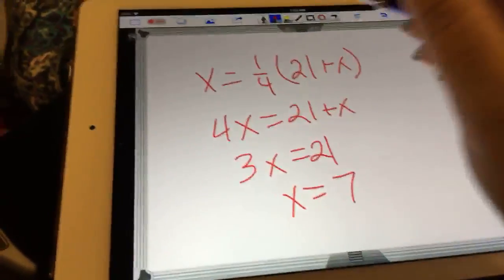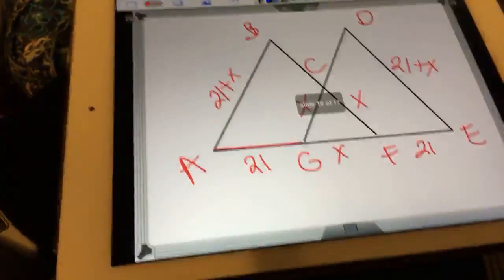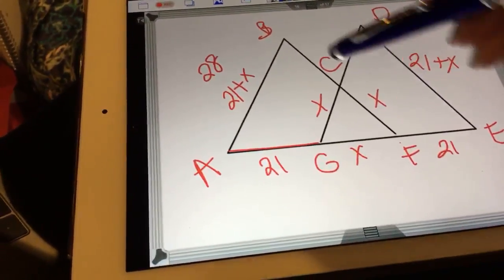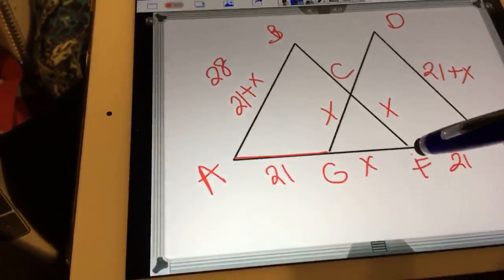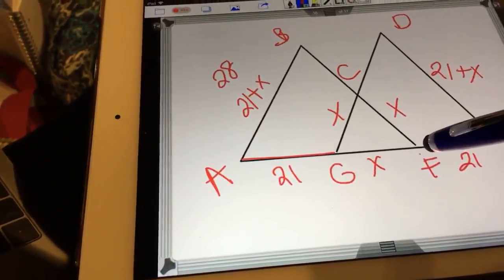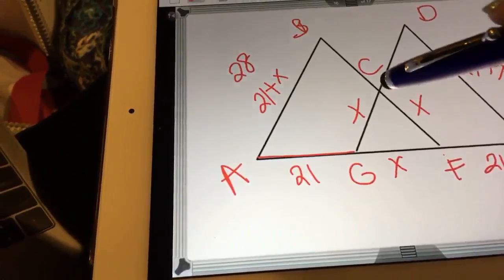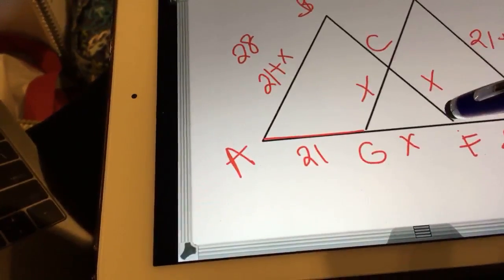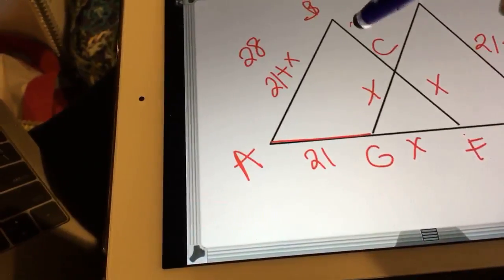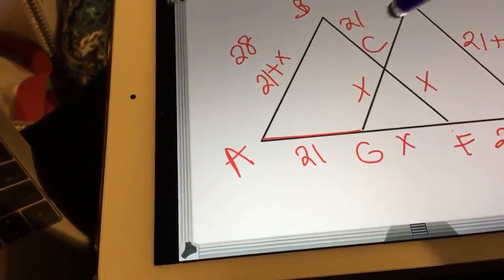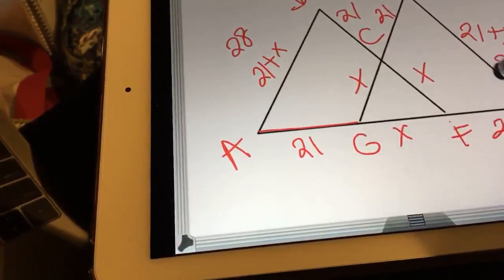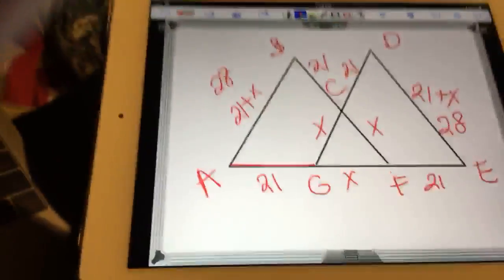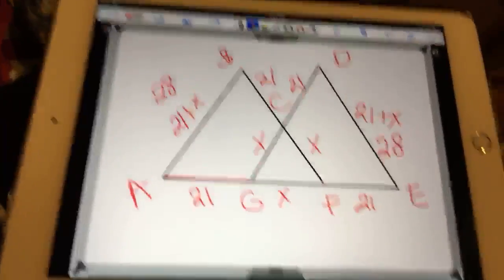Okay, so now let's go back to our picture and label the side lengths. All right, this is 28. Okay, this side is going to have to be 21 plus x. This is x, so then this is going to be 21. This is going to be 21. This is going to be 28. 28, 21, 28, 21. Add them together, you get 98.